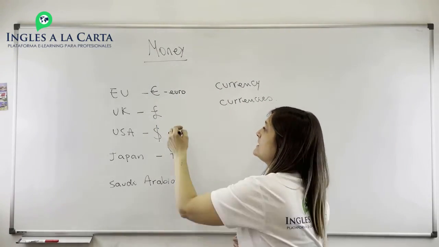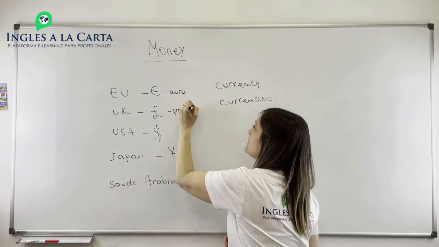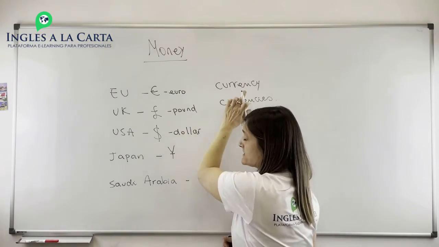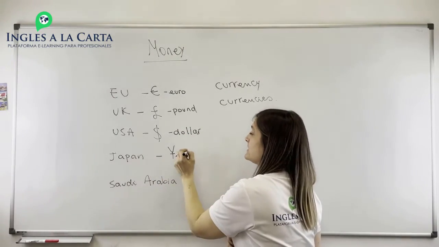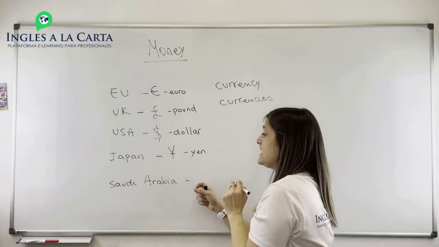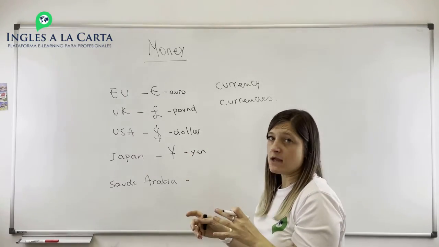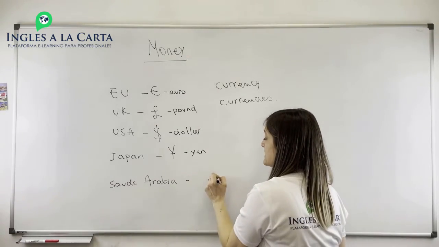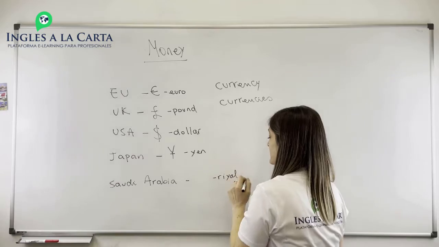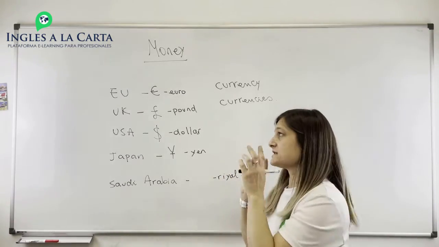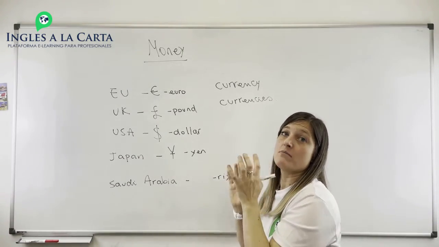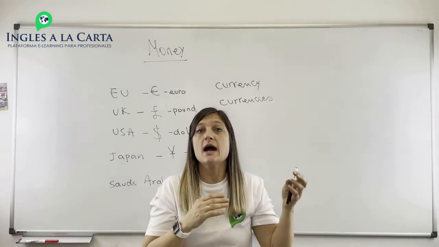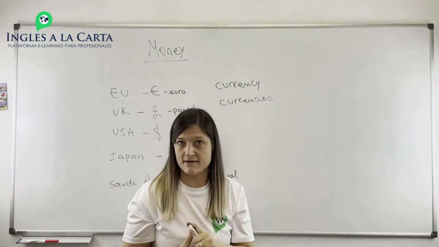In the UK, they use pounds. In the USA, they use dollars. The currency is the dollar. In Japan, you have the yen. And in Saudi Arabia, I'm not able to copy the symbol, but they have the riyal. Okay, these are some of the most common currencies, but of course, each country has its own currency.